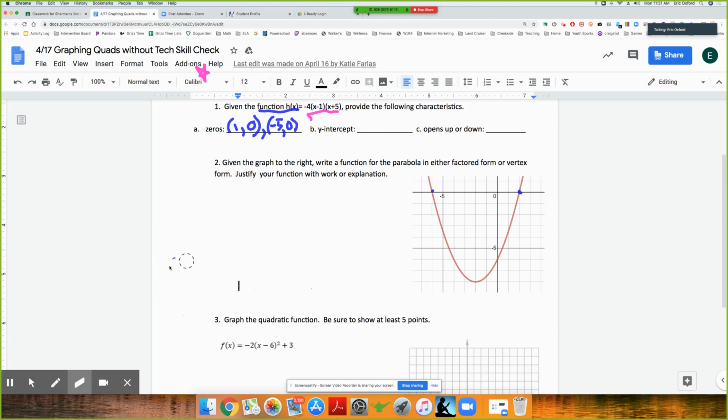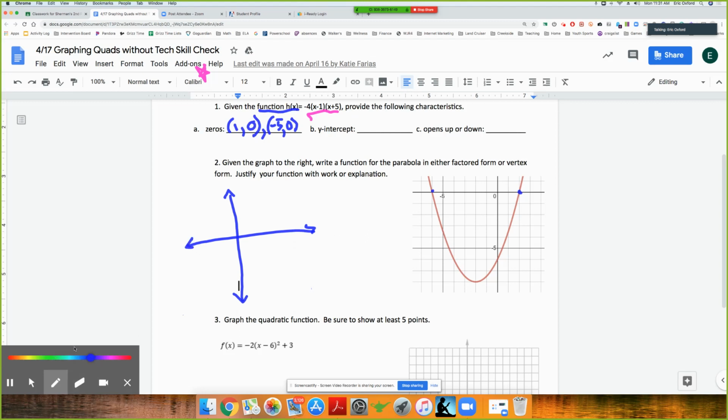So I'm going to draw a picture of the Cartesian coordinate plane here really quick. Okay, let's draw a picture of a coordinate plane, just the best I can here really quick. And now it's asking you to find, for B, the y-intercept. Okay, so let's put our zeros in here first. 1, 0 would be like right there, and negative 5, 0 would be over there.